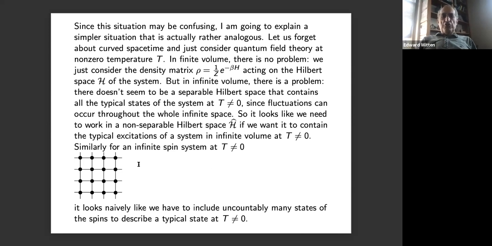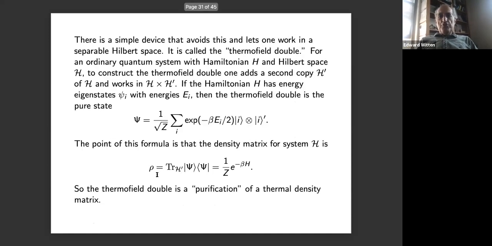Similarly, consider the infinite spin system, a spin system on a lattice. I explained to you that if you have a Hamiltonian, then at zero temperature you can make a nice separable Hilbert space that contains all the states you want to talk about. But at non-zero temperature, you can't. At non-zero temperature, it looks like you need to go back to a non-separable Hilbert space to describe the physics. But there's something you can do to fix it. There's a simple device to avoid this and work in a separable Hilbert space. It's called the thermofield double.